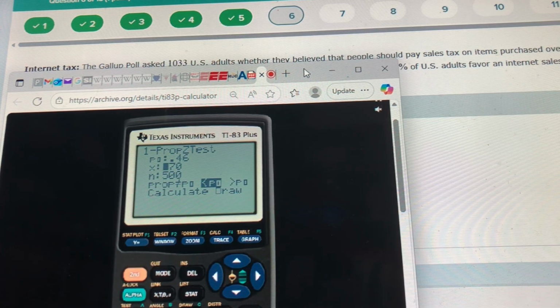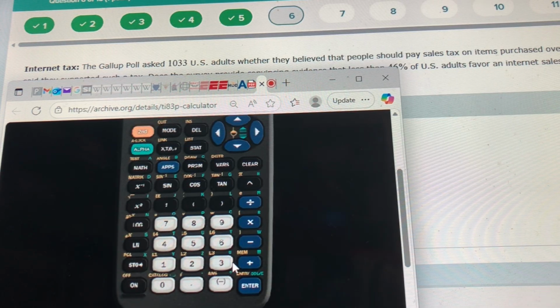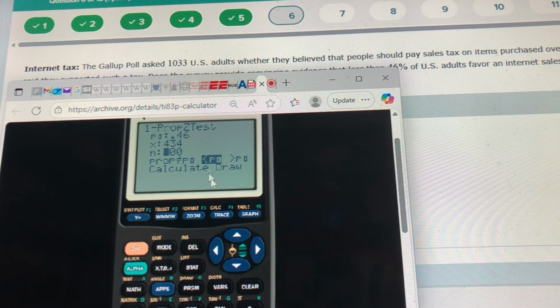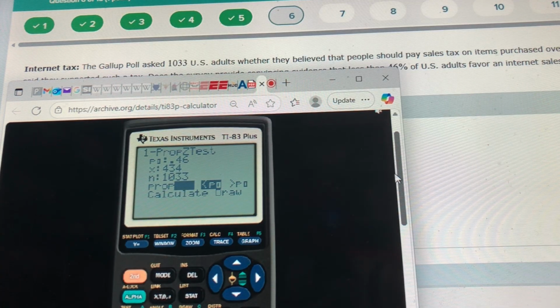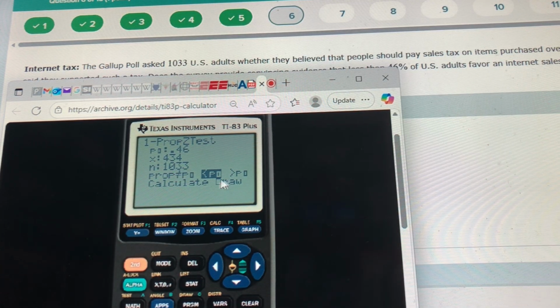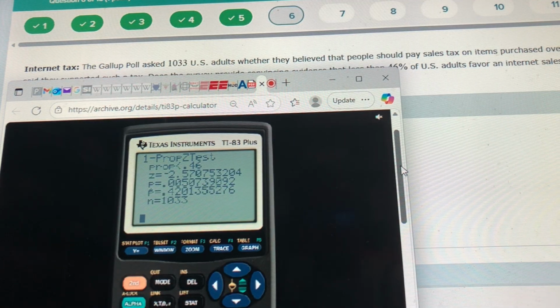The X was that 434 right at the end of the first line. 434 said yes, they support this tax. There was 1,033 people surveyed. So less than half were in favor of this, but some people wanted them to raise money this way to pay for things. And we're going to keep it on less than for the second or third time in a row. So I've got the P0 from the null, I've got the number of yeses, the sample size, and the alternative is less than. Then press enter while it's flashing on calculate, and you'll get your test statistic and p-value.